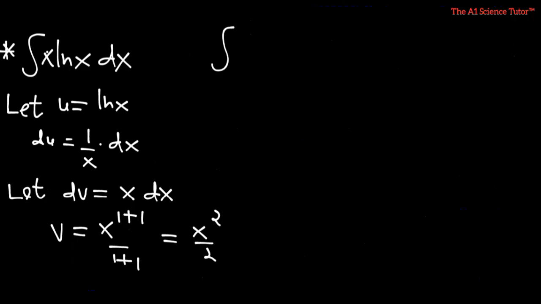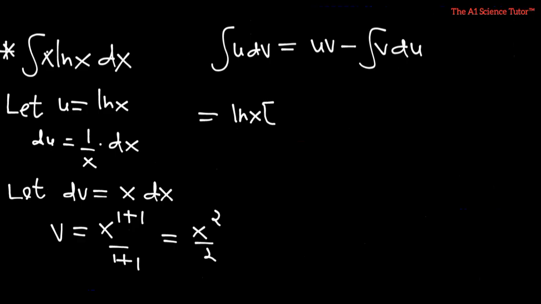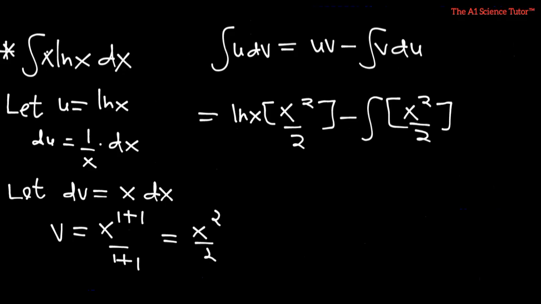Now we know the formula is integral u dv is equal to uv minus integral v du. So we know that u is ln x, so that is going to be ln x. And now v, this is what v is, so that is going to be x squared over 2. And then we have integral v again, which is x squared over 2, multiplied by du. In this case, we have du to be 1 over x dx. So obviously, we have x canceling one of it. So that will leave us with just one x right there.